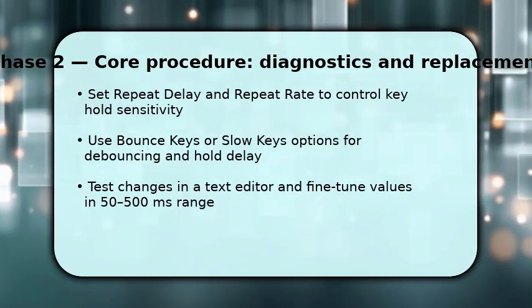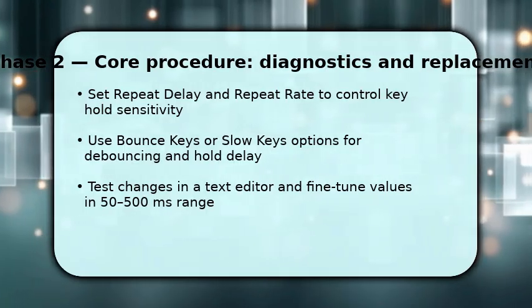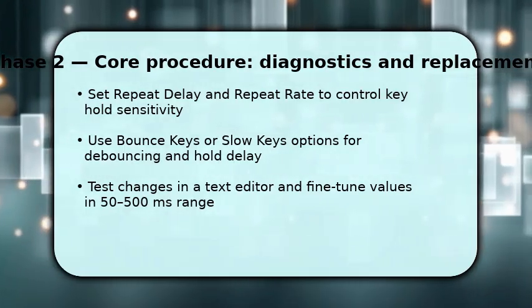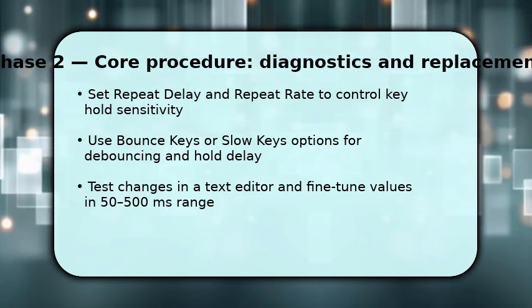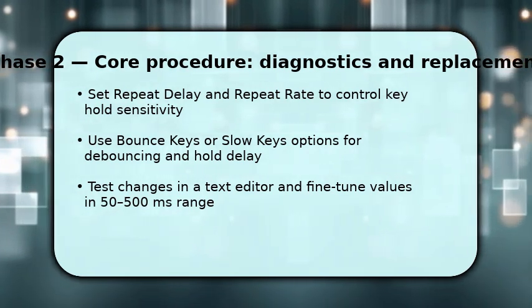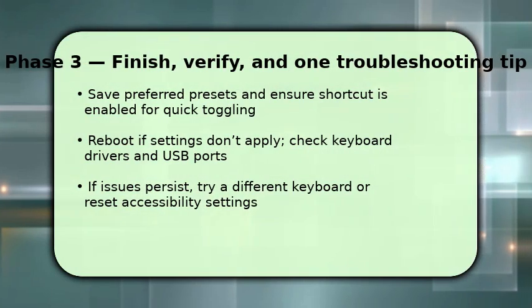Test immediately in Notepad or another editor. Once you see the effect, tweak values in small steps, 50 to 500 milliseconds, until typing feels reliable and natural. Finish by saving your preferred settings and confirming the toggle shortcut is active. This gives you instant control.